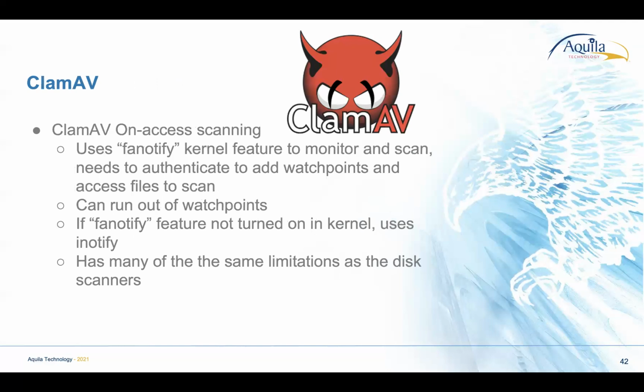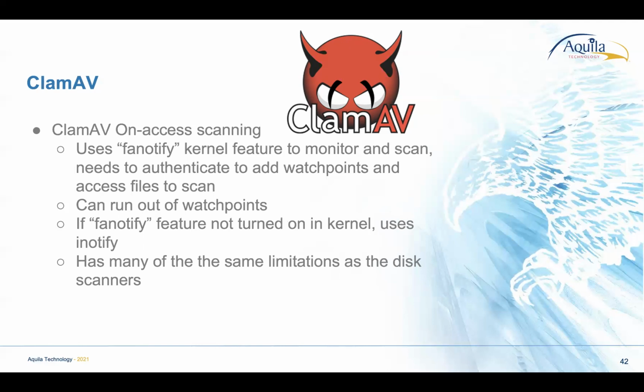So the first one, let's go back to ClamAV. It has this thing called on-access scanning, and it basically uses the FNotify to monitor and scan processes on demand. So basically, your OS opens a process and it goes and scans it. Unfortunately, whenever you tell it to scan a particular directory, it opens up watch points for every single file in that directory. And it's very easy for it to run out of watch points. So it might not be all that effective if you've got a lot of files in a particular directory.